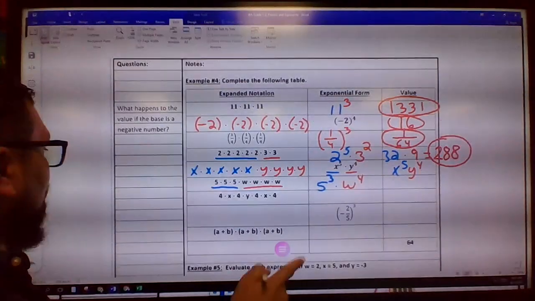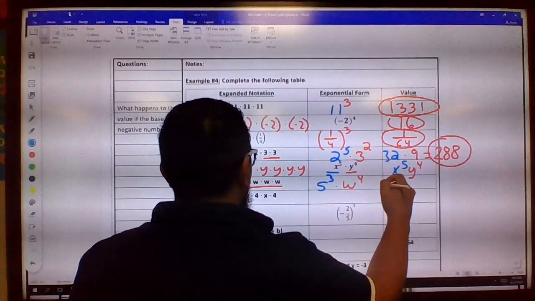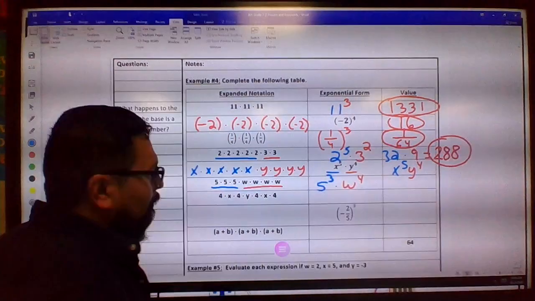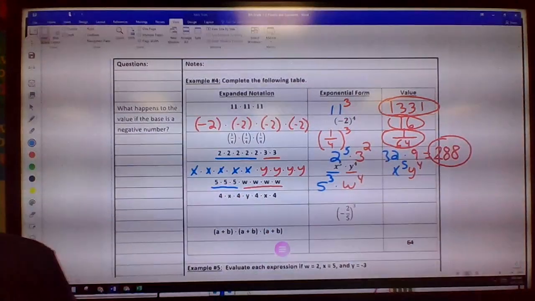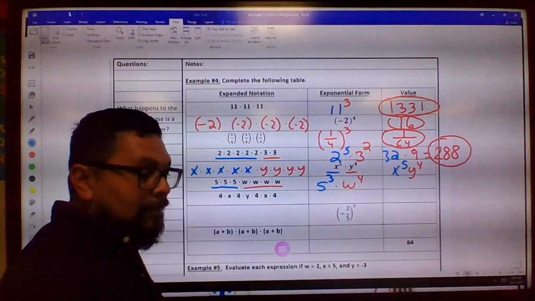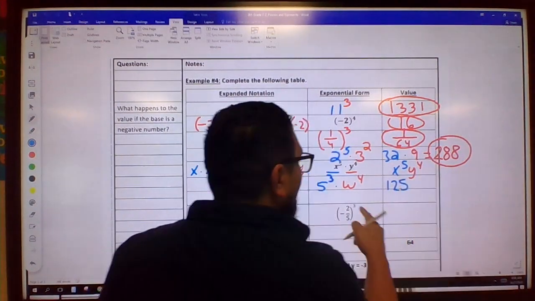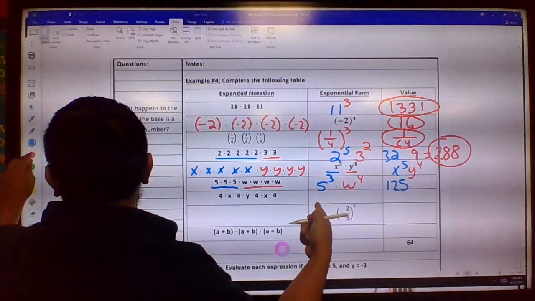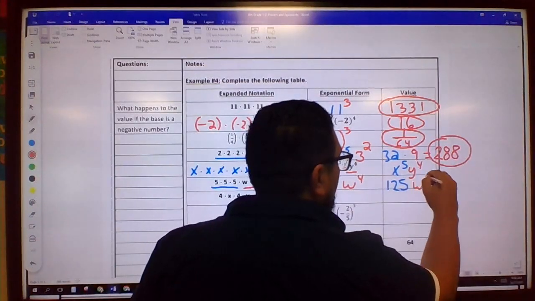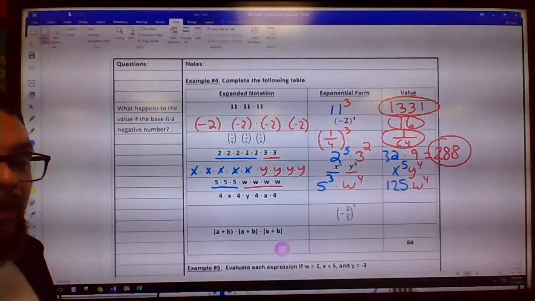Okay, and then when we actually put the value, since we don't know what it is, well, actually, we do know what it is. So what's 5 times 5 times 5? 5 times 5 times 5 is 125. So this is 125. And then we don't know what this is, so we go W to the fourth. That's your answer. Okay. Next one.